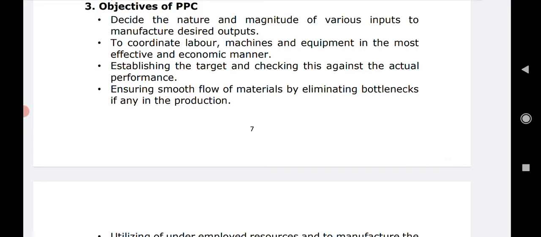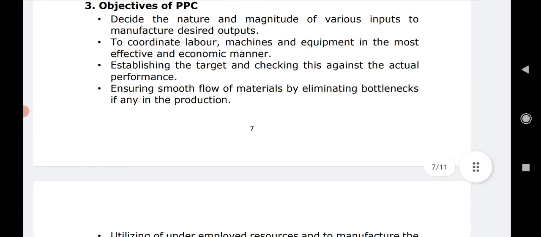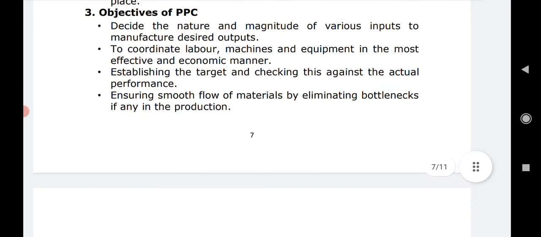When we are deciding the objectives, what is PPC for? The first objective is to decide the nature and magnitude of the various inputs to manufacture desired outputs. That means we decide what will be the nature and how much input would be required, related to raw materials, manpower, machines or whatsoever it takes as inputs, so as to produce the desired output. That we can decide because of PPC.